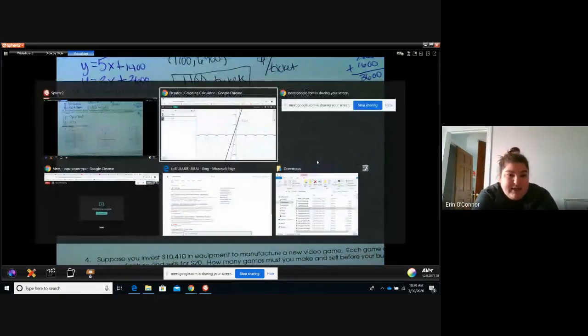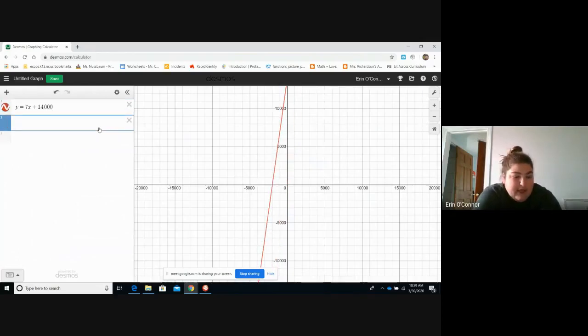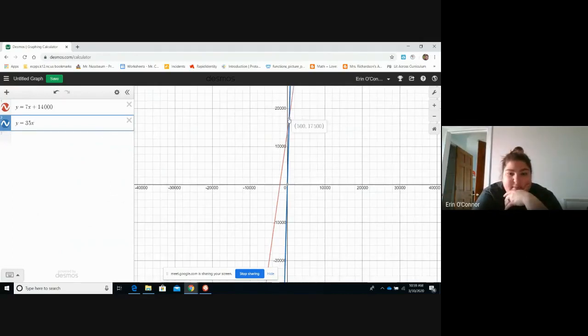So we're going to put these equations in. And we get y equals 7x plus 14,000 and y equals 35x. If we zoom out a little bit more, I see my point is right here. (500, 17,500). Now, how many yearbooks must he sell before he breaks even?